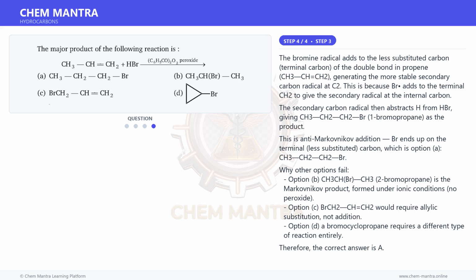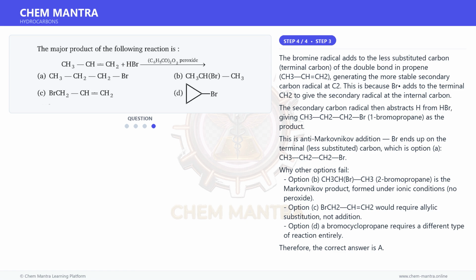And for the final step, the bromine radical adds to the less substituted carbon, the terminal carbon, of the double bond in propene, CH3CH=CH2, generating the more stable secondary carbon radical at C2. This is because Br adds to the terminal CH2 to give the secondary radical at the internal carbon.